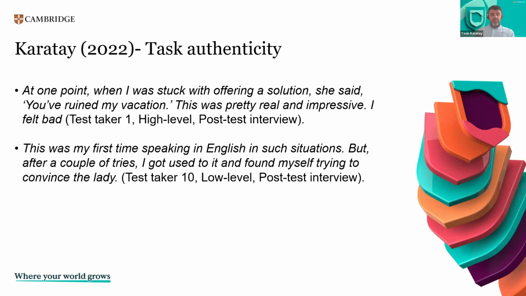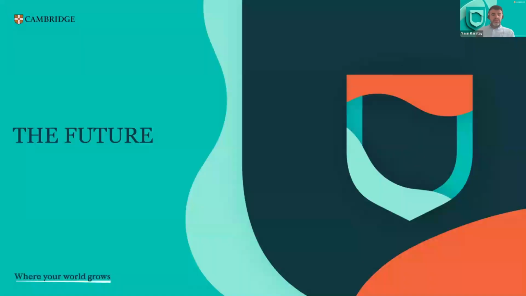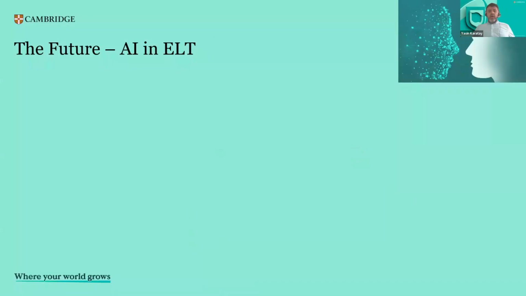This is very important because at some point it doesn't matter who or what you're talking to. It could be AI or a human. What matters is you engage with the task and speak, which is very important for our students, right? So let's look at the future. Looking ahead, the future of AI in ELT, or English language teaching, seems to be promising for me.